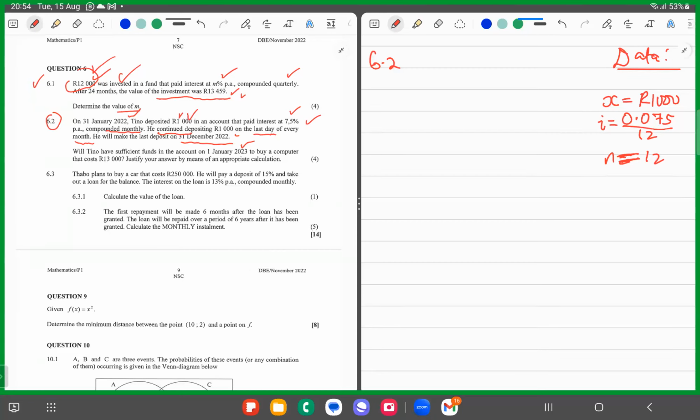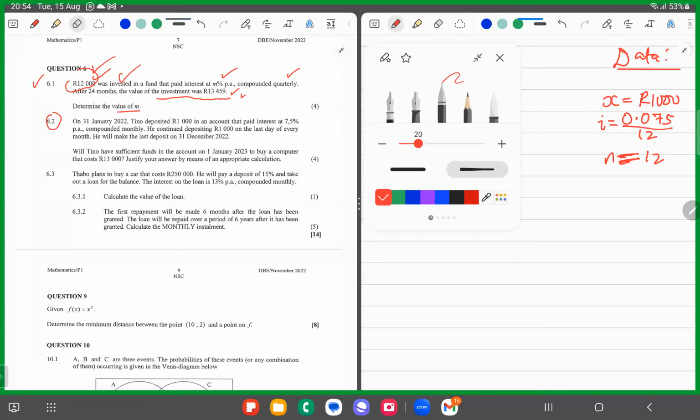Okay, right. So we are so good. This is awesome. And then they're saying, will Tino have sufficient funds in the account on the 1st of January the next year, 2023? Because these deposits were done in 2022, but now in January 2023, will Tino have the money to buy the computer Tino is actually dreaming about?